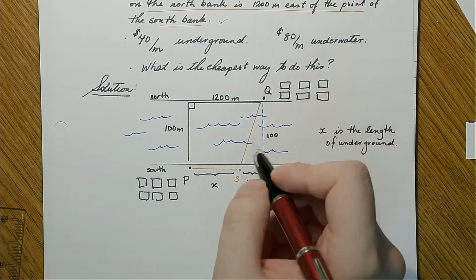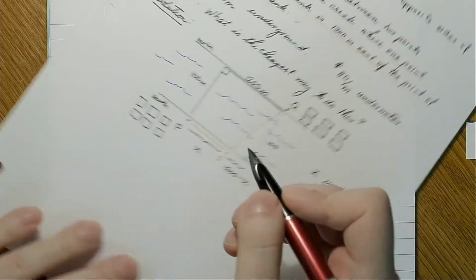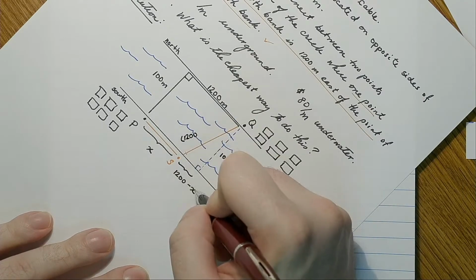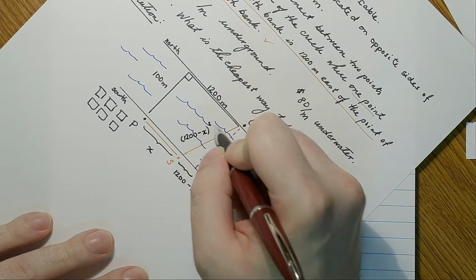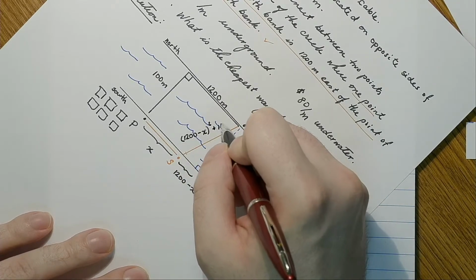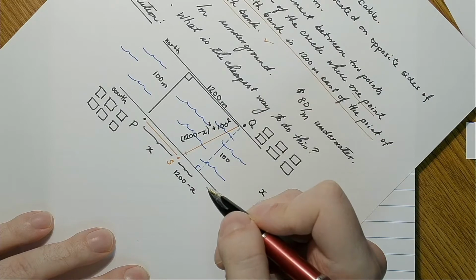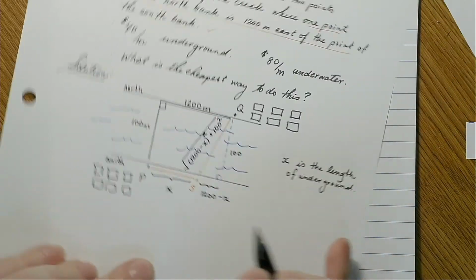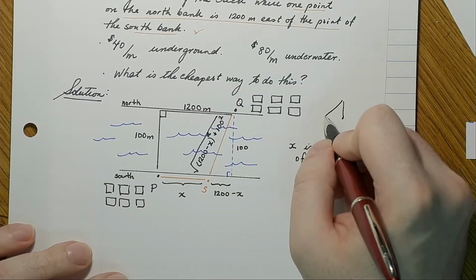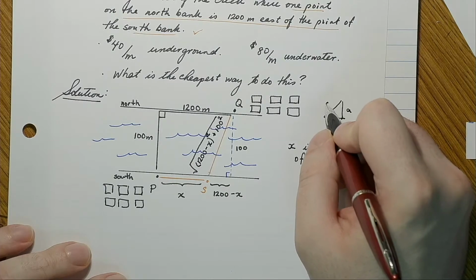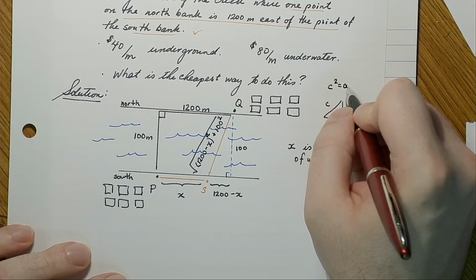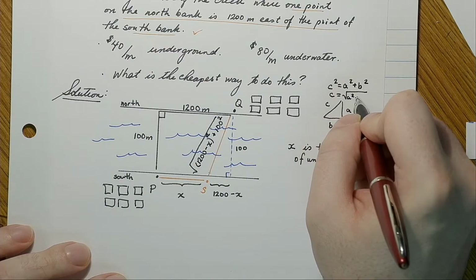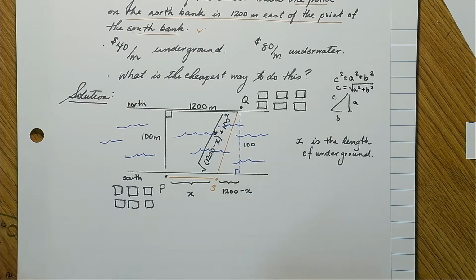So that length here, again, it's a, so here's my (1200 minus x) squared plus 100 squared. And then to find that length, it's the square root. Right? Because I have a, b, c. C squared equals a squared plus b squared, so c is the square root of a squared plus b squared. That's Pythagoras.